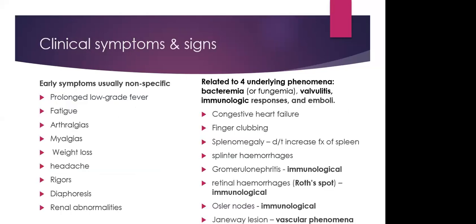Okay, so the clinical symptoms and signs for the IE. The early symptoms are usually non-specific, such as prolonged low-grade fever, fatigue, arthralgia, myalgia, and so on. Meanwhile, the signs are usually related to four underlying phenomena: bacteremia, valvulitis, immunological response, and embolism. So this patient might present with congestive heart failure, finger clubbing, splenomegaly due to the increased function of the spleen, splinter hemorrhage, and then glomerulonephritis, retinal hemorrhage.